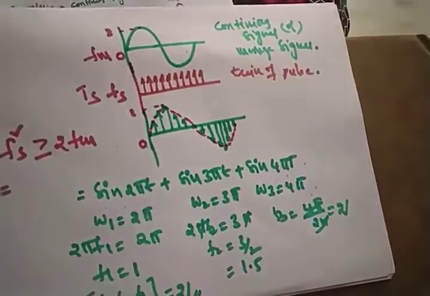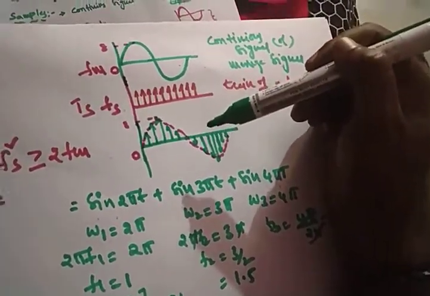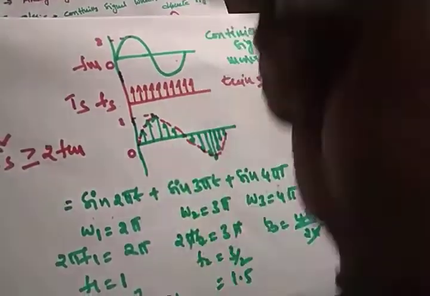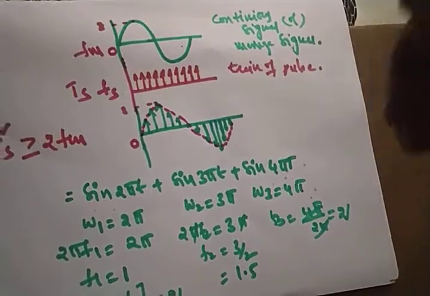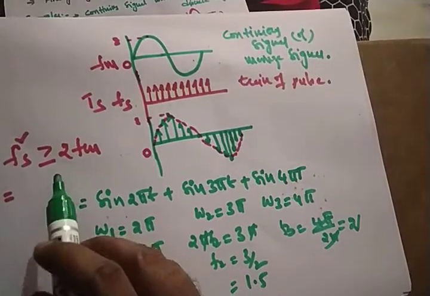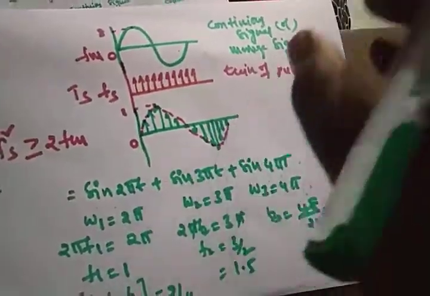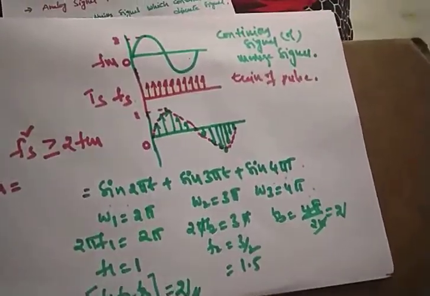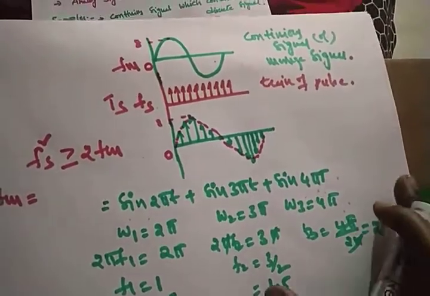So what is the sampling theorem? Your analog signal is converted to a discrete signal, but we can recover your continuous signal from the discrete nature if some condition is satisfied. That condition is Fs greater than 2 Fm. If this condition is satisfied, you can retrieve your continuous signal from its discrete nature. Alright, so I'll clearly explain this with examples and graphical situations.